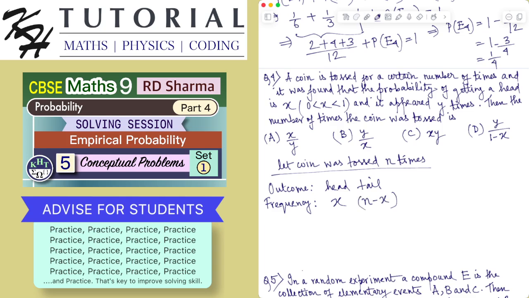So from this frequency distribution, we know how to find the probability of getting head. Instead of head, I am denoting the outcome as capital H and tail as capital T. Using the empirical formula, what will be the probability that when a coin is tossed, head will appear? Based on this information, it will be X by n.